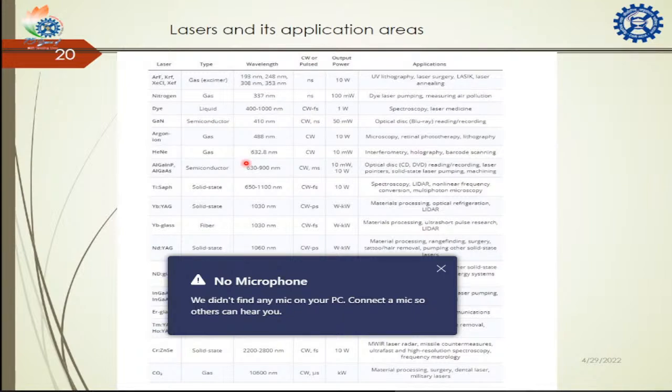Okay, sir. Okay, so one more question. Do we have a pulse laser in CSIO? Pulse laser, I am not aware, but we do have CW lasers here at CSIO. Okay.